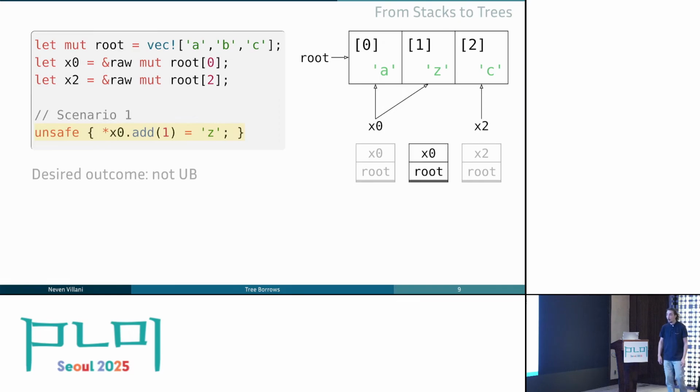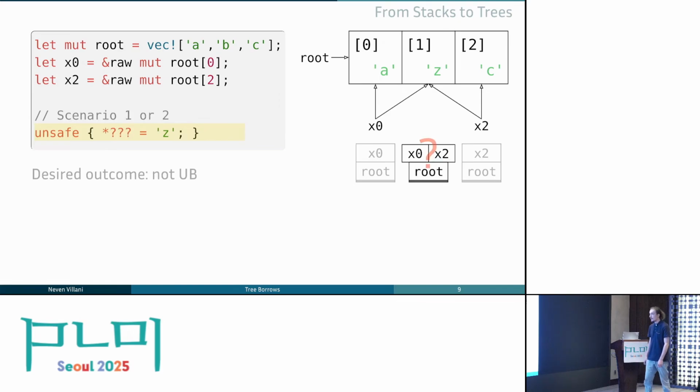Now that's not the only possible scenario that could occur. What if instead we took x2 and offset it into index 1? Now UB occurs if x2 is not in the stack at index 1. So we would also need x2 in the stack at index 1. We can't tell in advance which one of these two scenarios might occur, and stack borrows forces us to choose a complete ordering of all pointers up front.